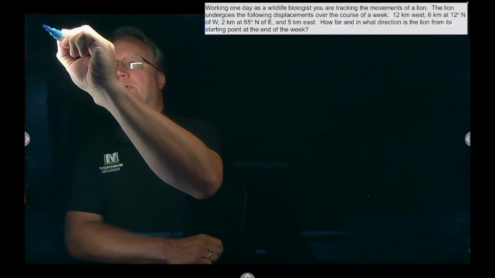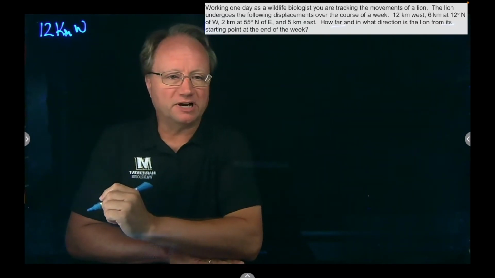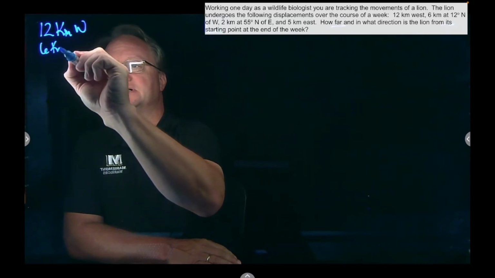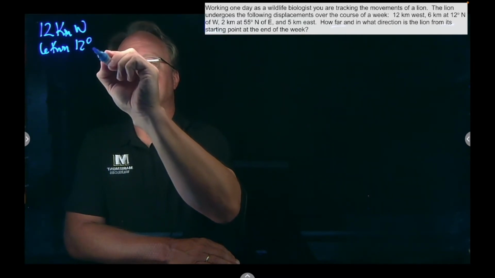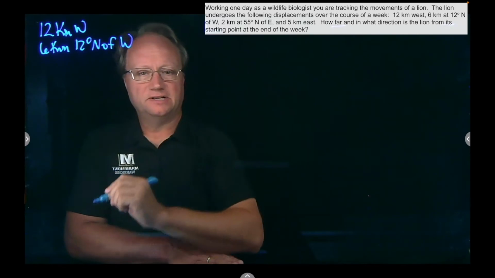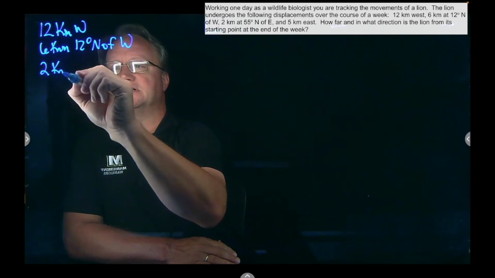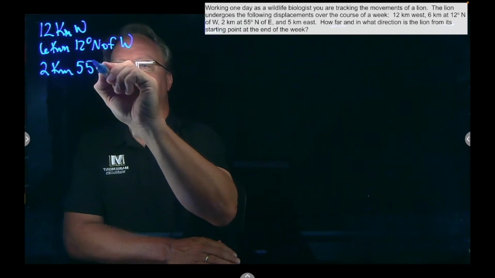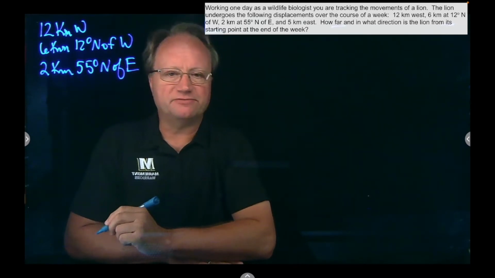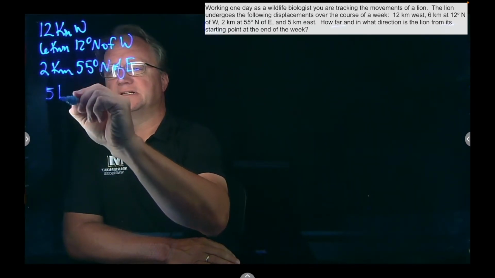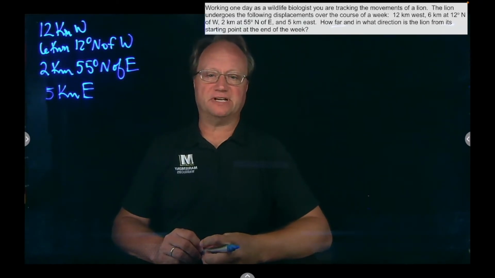You have 12 kilometers west, followed by 6 kilometers at 12 degrees north of west, followed by 2 kilometers, 55 degrees north of east, and then finally 5 kilometers east. So you have to combine these different vectors.